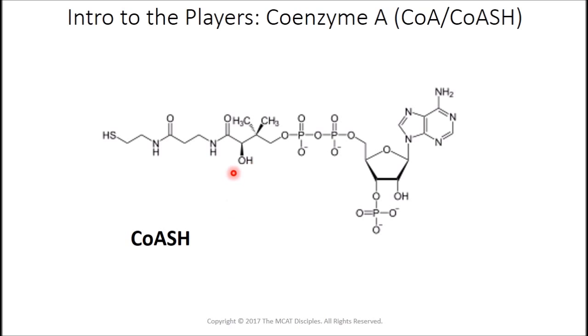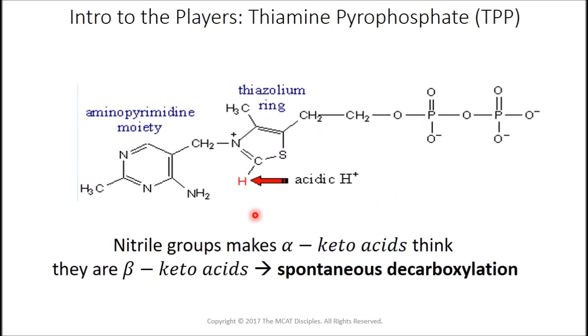This is coenzyme A. Coenzyme A just has this ADP, this phosphorylated ADP group, and this chain of carbons and then amine groups, and at the end of it, it has this sulfur group that has the capability of forming thioesters, which we know can be used to power reactions because thioesters are highly reactive. So this is coenzyme A, introduction to the players.